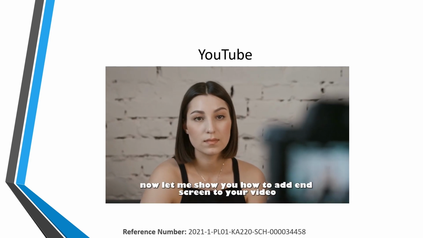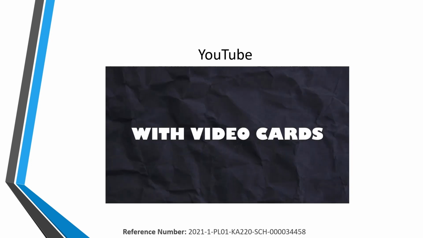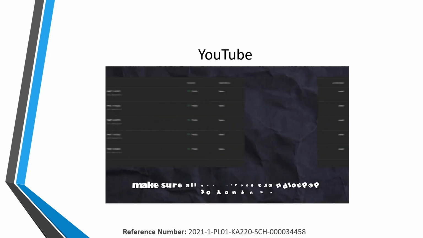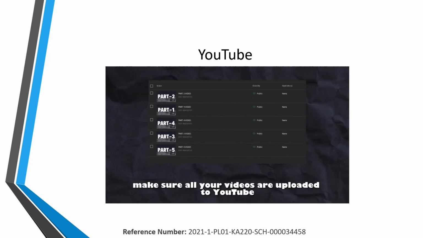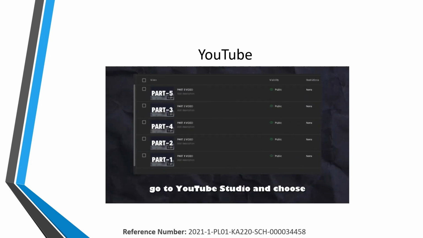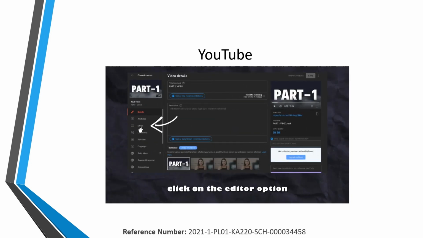Now let me show you how to add an end screen to your video. To create an end screen with video cards, follow these simple steps. Upload your videos. First, make sure all your videos are uploaded to YouTube. Access YouTube Studio. Go to YouTube Studio and choose the video where you want to add your end screen. Open the video editor. Click on the Editor option.